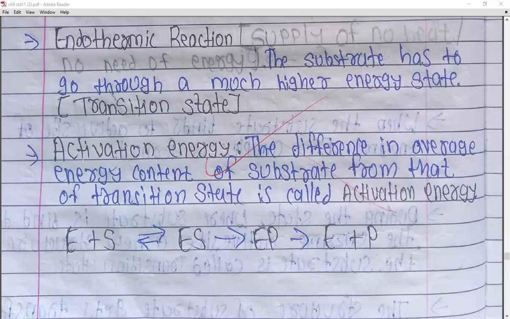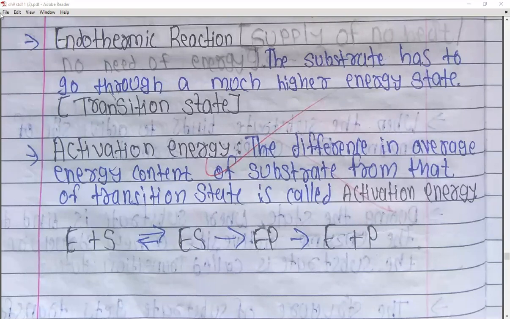So what is that? Whatever difference in average energy content, that means how much substrate is present and how much substrate is utilized in order to reach the transition state. That means how much energy the substrate needs to reach the transition state, that is known as activation energy. That means the energy which is utilized to reach the transition state is known as activation energy.